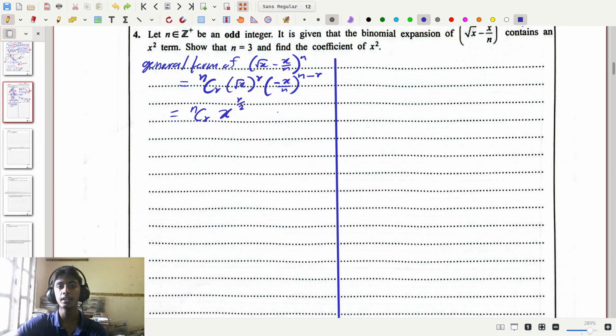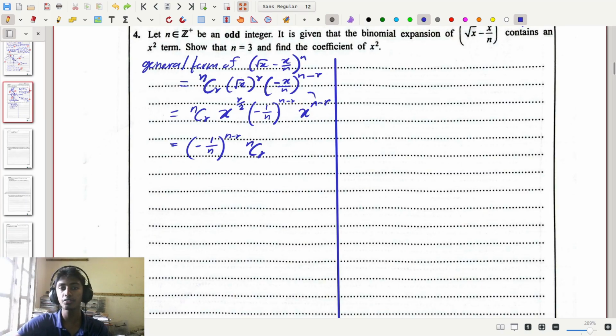As for this part here, we have an x term as well as a negative 1 divided by n term, which is a constant. So we can take both of these to the power of n minus r and separate them out, and write that this is equal to (−1/n)^(n−r) multiplied by x^(n−r). Now we can group the x terms together and group the constant terms that are not x terms together, and write this as (−1/n)^(n−r) times n choose r multiplied by x^(r/2) times x^(n−r).